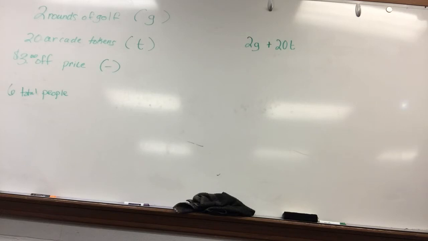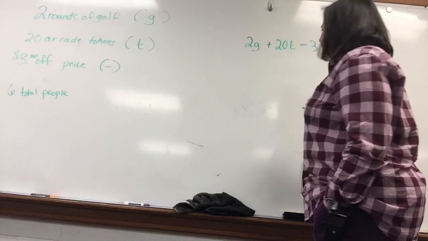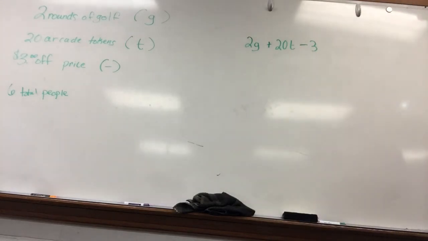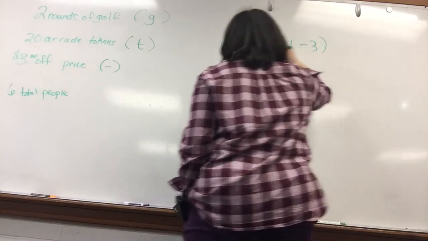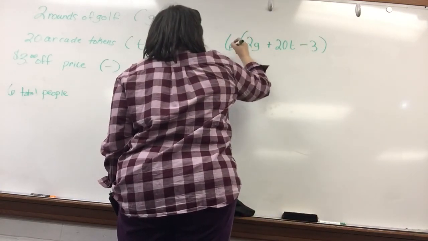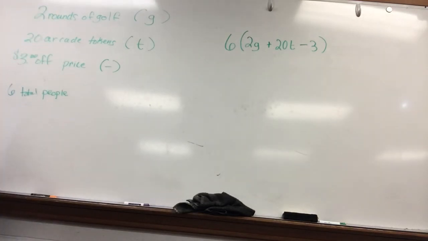John? Minus $3. Minus $3. Okay? Tyler, how many people are going? 6. So how many of these packages do we need? How could we represent that here? What could we do? We're going to multiply by 6. Very nicely done, Tyler. So I'm going to put the parentheses here, and we'll put our 6 as the coefficient. Okay? That's one way to write this expression.